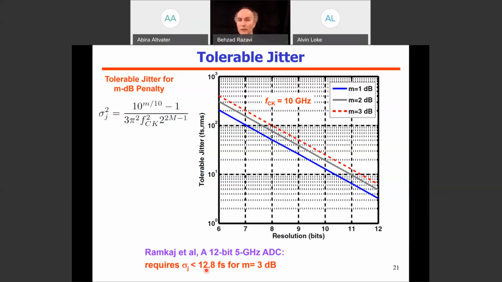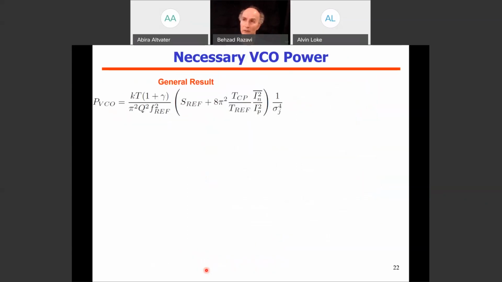Okay, so this gives us a feel for what kind of jitter values these A to Ds require. And now we can go and calculate the power consumption necessary for that. So this is the general result we obtained before. Now, if you don't have a charge pump, you can just drop this and just focus on the reference phase noise. And the result looks like this. This is the tolerable jitter we just obtained for the A to D with a resolution of M bits and an SNR penalty of m dB. So all I need to do is replace this whole thing for the sigma j here, and I will have a simple equation for PVCO versus the A to D parameters. And that gives me this equation.